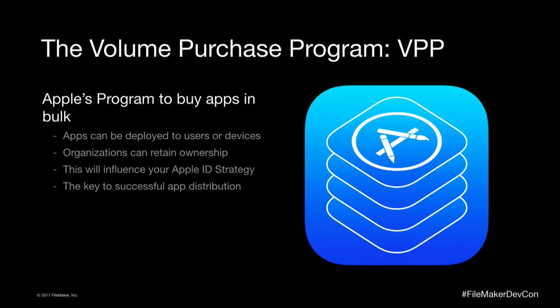Here, the volume purchase program is essentially, I like to use the Lord of the Rings analogy, one Apple ID to rule them all. So essentially, if you wanted to, you just purchase all of your apps or deploy all of your apps under, I don't know, IT purchasing at acme.com. They house them up in that volume purchase. They're purchased there like an inventory, like a lending library, and then you deploy them out to where you need them to be. Now, the important thing there is that you maintain an inventory of those, so they can be deployed to users or devices. Organizations can retain the ownership, and it sort of defines your whole Apple ID strategy.